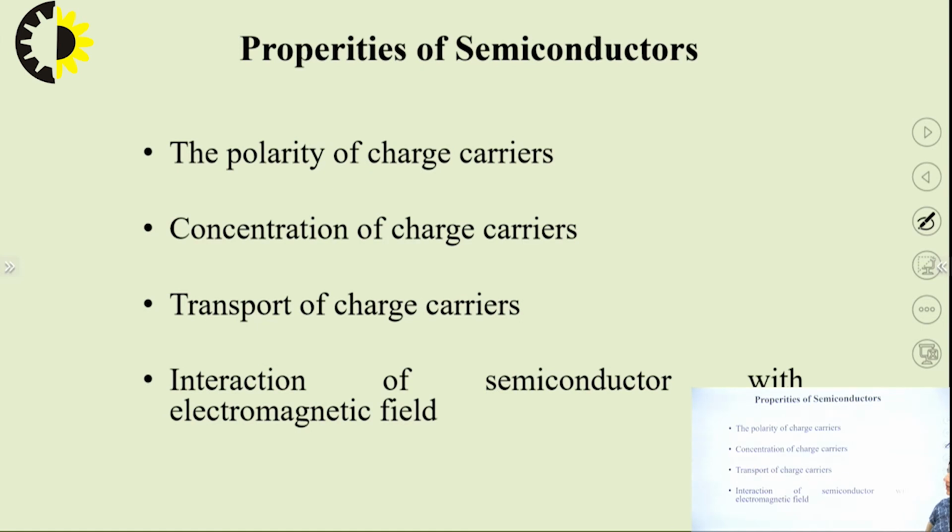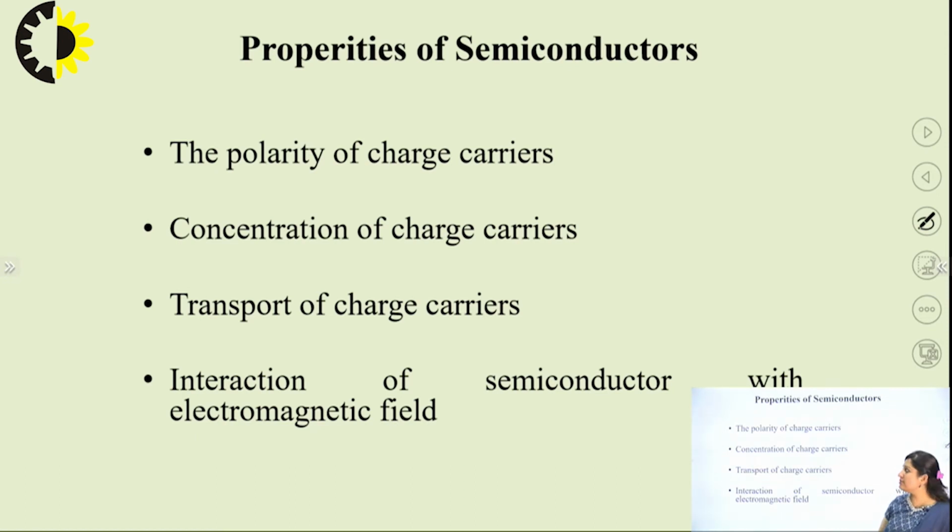So what are the properties? As I have told you, it has both polarities. In the case of metals or insulators, they don't have both polarities. In the case of semiconductors, we have both polarities: positive polarity, that is holes, and negative polarity, that is electrons.